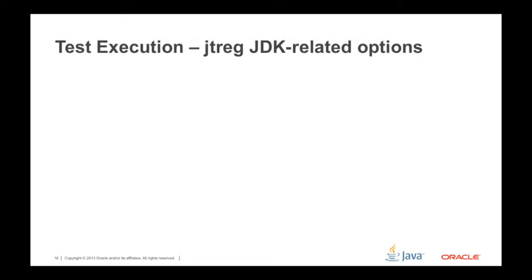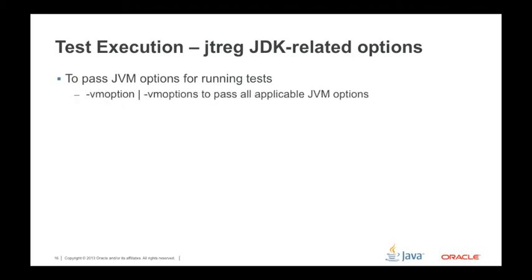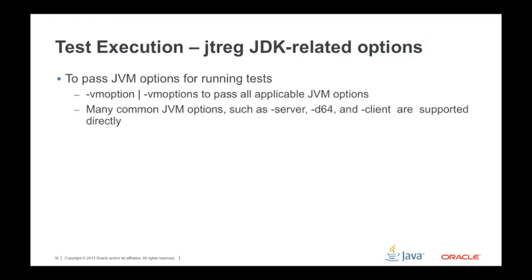JTREG JDK-related options. To pass JVM options for running tests, use the -vm option or -vmoptions. This option can be used multiple times. Many common JVM options such as -server, -d64, -client are supported directly.